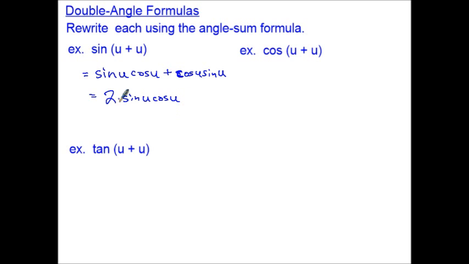Alright, so basically the double angle formula is simply taking the sum formula and using the same angle both times, and you come up with something like that. For cosine, it's going to be kind of the same thing, although there's a little bit of a twist to this one, because the cosine formula says cosine cosine, and then this gives me a minus, sine sine.